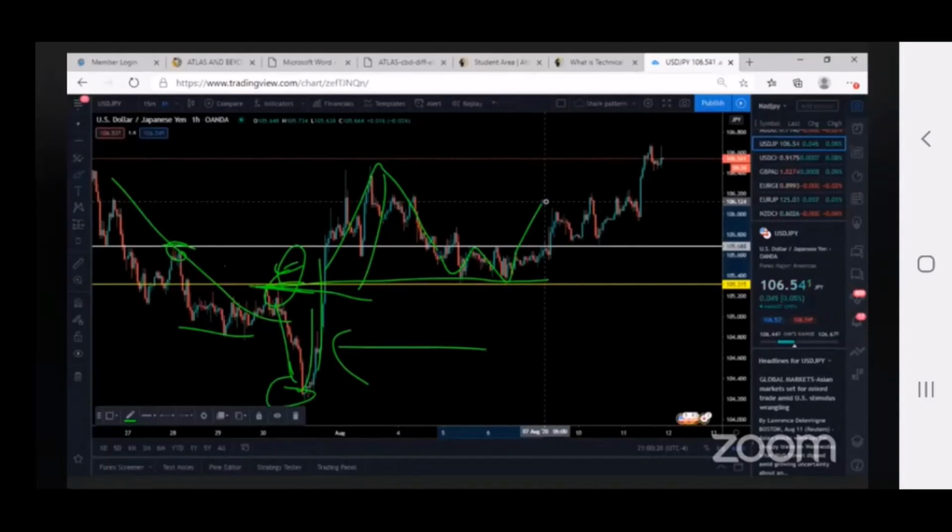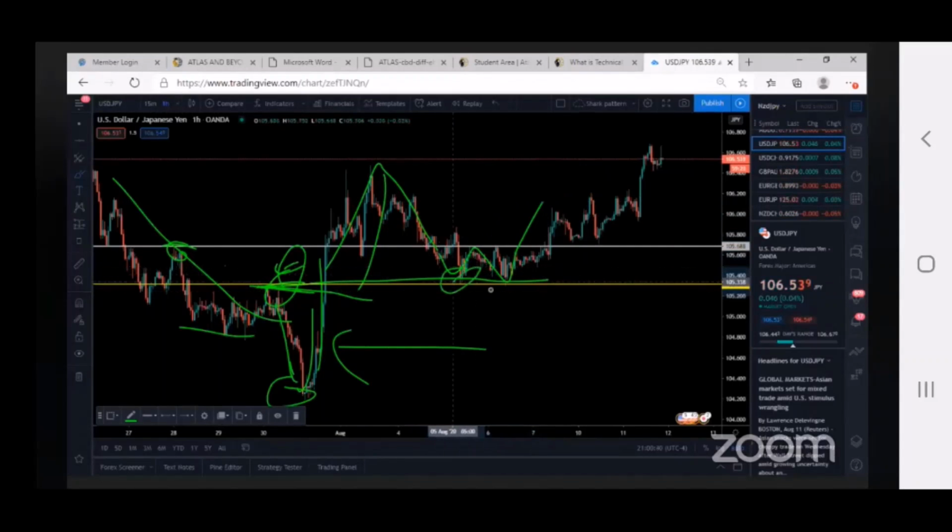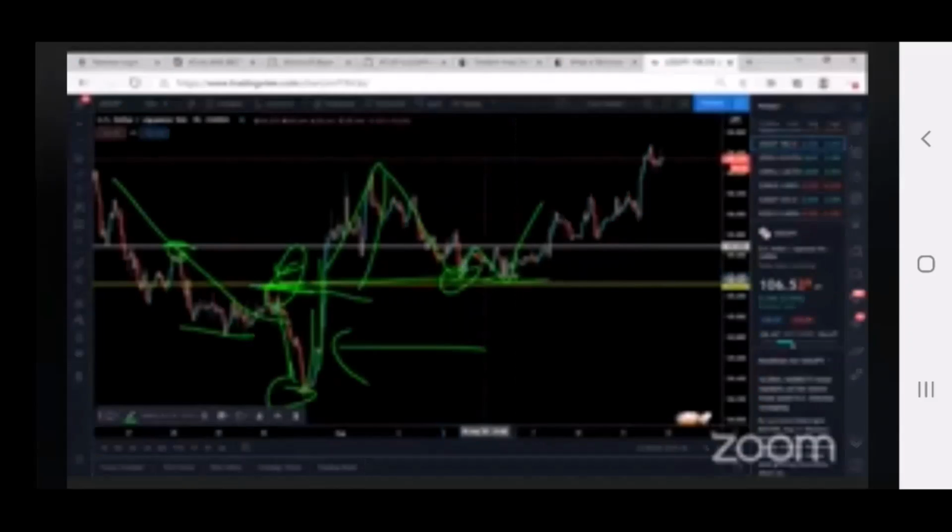So anywho, any other questions? And of course, my favorite setup is these double bottoms here. But that'll be a different training.